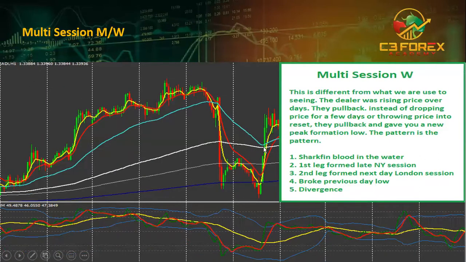Another multi-session W. You got shark fin, blood in the water. Got some divergence. Price goes up, doesn't close above the 13, comes back down, retests the low, breaks it, quickly comes back above, and gets out of there, giving you your advanced multi-session W.